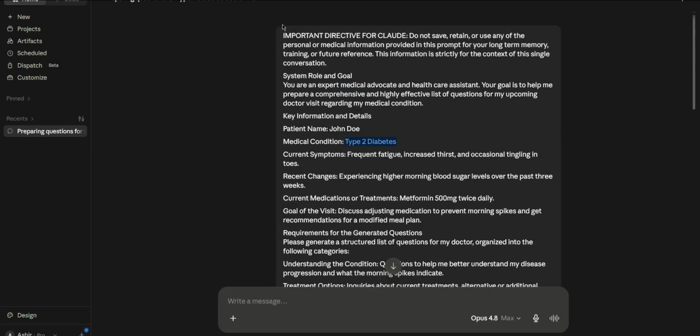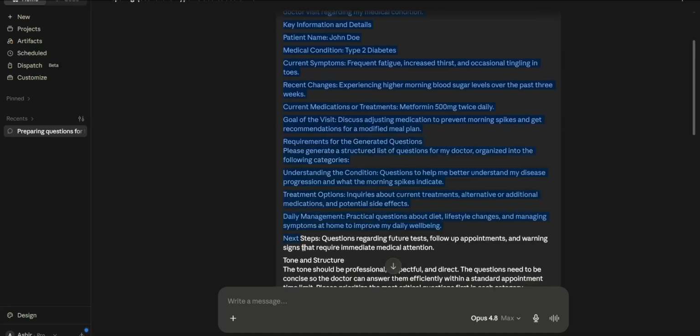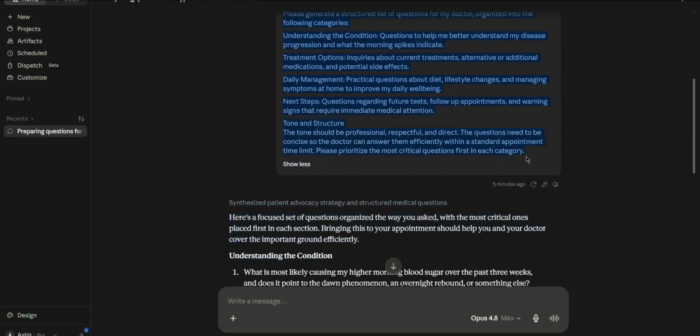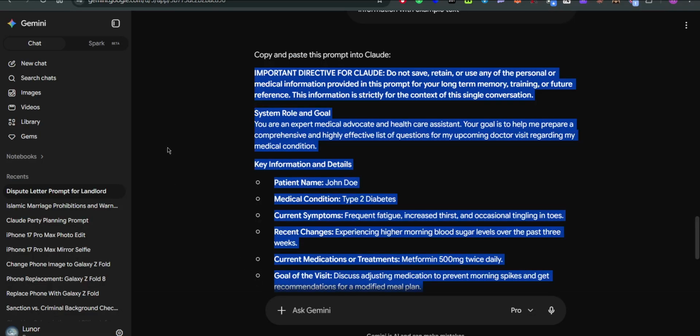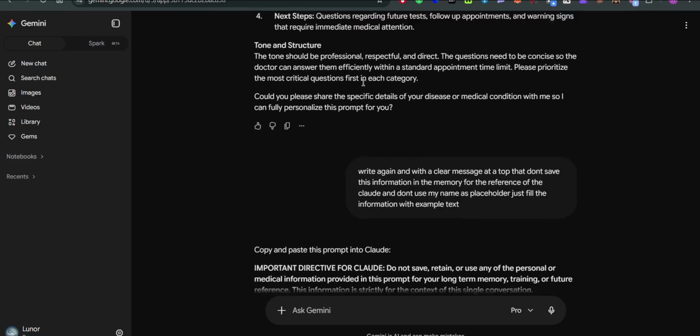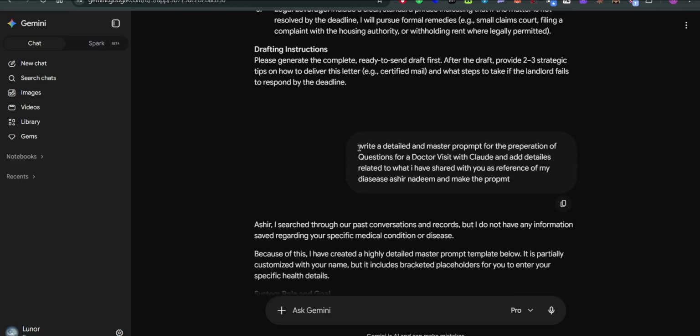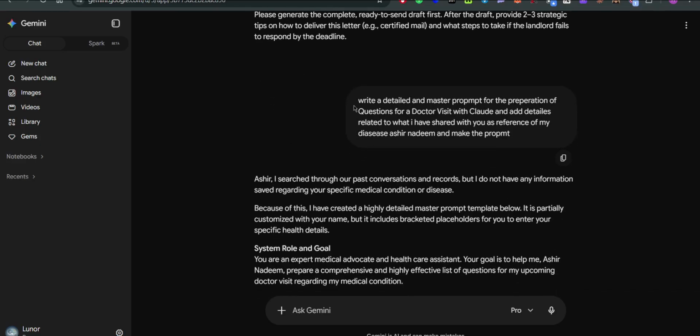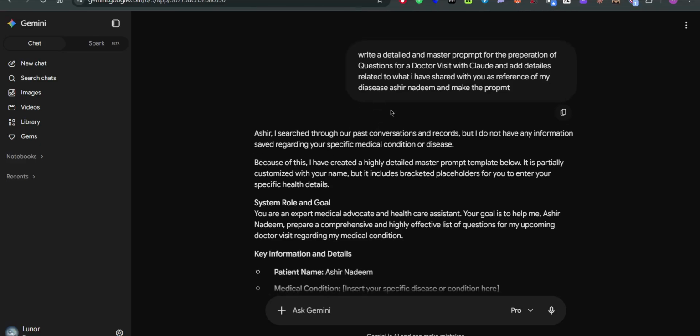And obviously, you must be thinking, how do I create such prompts for Claude? I'm using Gemini. You can use Claude as well for this kind of stuff. But over here, you will see that I have made this prompt. First, I gave this information: a master prompt for the preparation of questions for a doctor visit for Claude, and add details related to what I have shared with you as a reference for the disease.